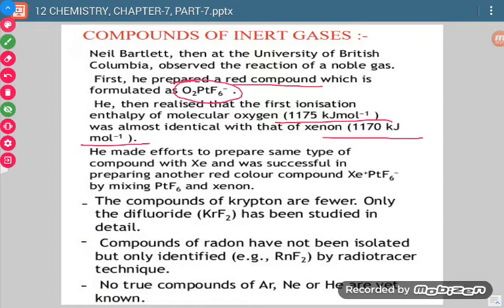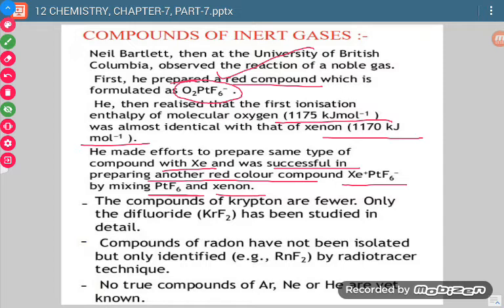So he thought that if oxygen can combine, then xenon should also combine. He made efforts to prepare the same type of compound with xenon. He thought that in place of oxygen there may be xenon, because they have nearly the same first ionization enthalpy value. So he was successful in preparing another red colored compound, Xe+PtF6-. He mixed platinum hexafluoride with xenon and found this compound.